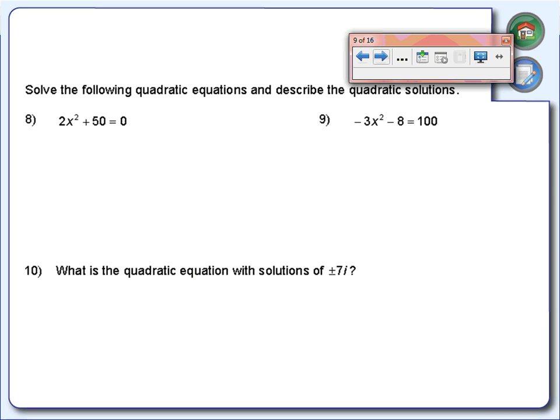Solve the following quadratic equations and describe the quadratic solution. So it's kind of like the ones that we were doing a second ago. We're going to solve for x. So as I was doing earlier, I'm going to start by subtracting 50. So 0 minus 50 is negative 50.